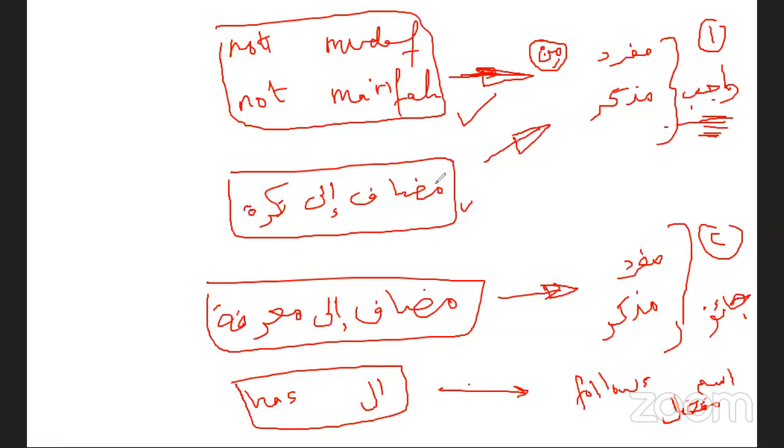And this one, mudaf ila nakira, this is when you are comparing to the whole group. So the top one, when you're comparing between two things, the big house and the small house, the tall student and the short student, or the shorter student. And this one here is when you're comparing to all of those things in that area. Okay?